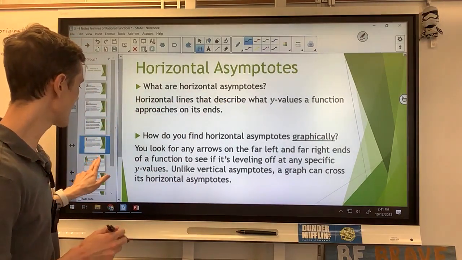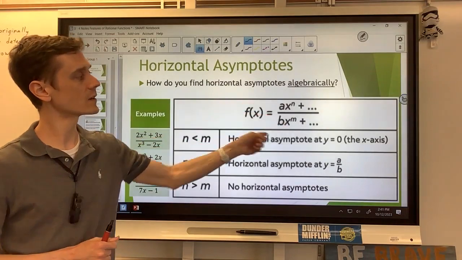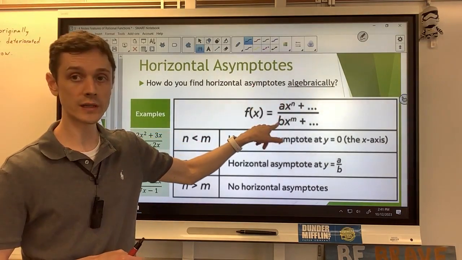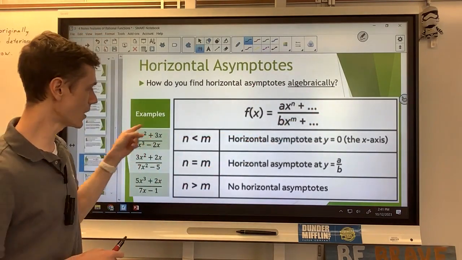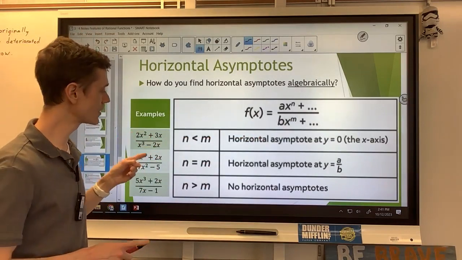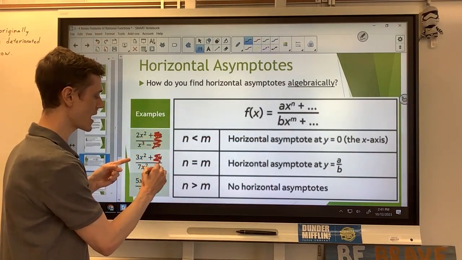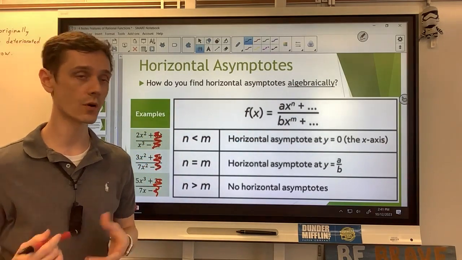For algebraically, I had this on a separate slide. It's a little bit more involved. We're going to be looking at a rational expression like this. You'll notice we only care about the leading degree in the numerator and denominator. All the other terms we can just ignore. So for example, on these problems that I have written out over here, I'm not even going to worry about the other stuff on the side. I only care about the biggest exponents on the numerator and denominator for our purposes.